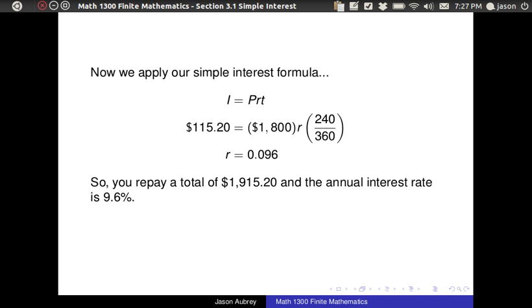And since we paid $115.20 in interest, plus our $1,800 in principal, we're going to repay a total of $1,915.20, and the annual interest rate is 9.6%. Okay?